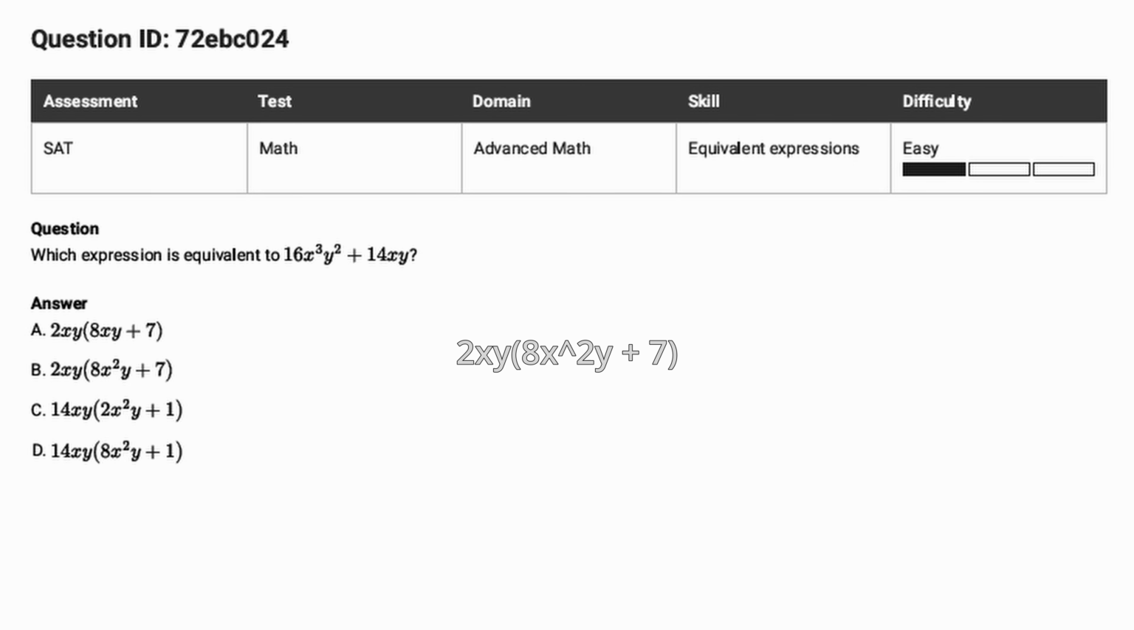2xy, 8x squared y plus 7. So as you can see, literally all I did was factor out the xy and factor out the 2, and we got our answer. So all we had to do in that one was factor. Unfortunately, Desmos also can't help you much with expressions because there's no equal sign, but we still ball.